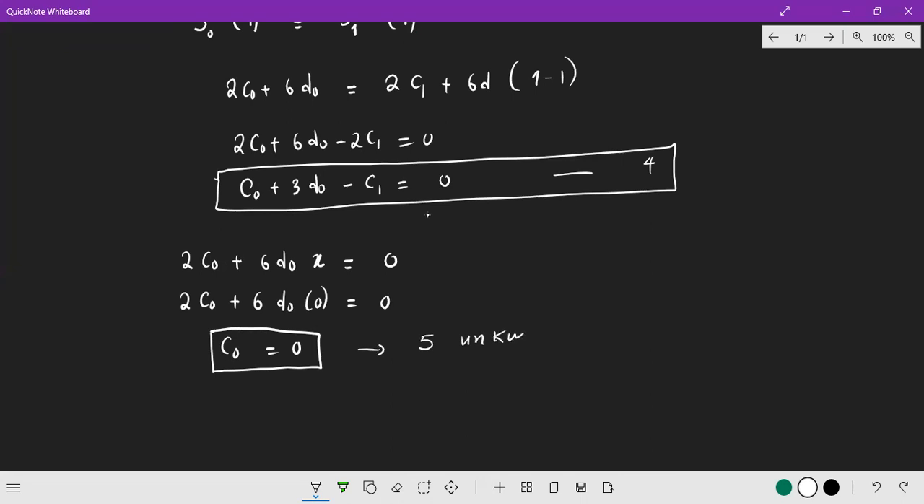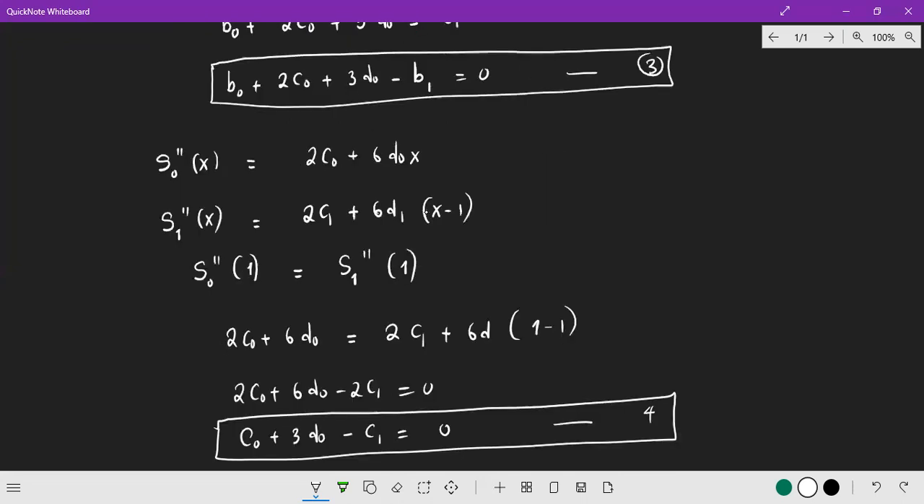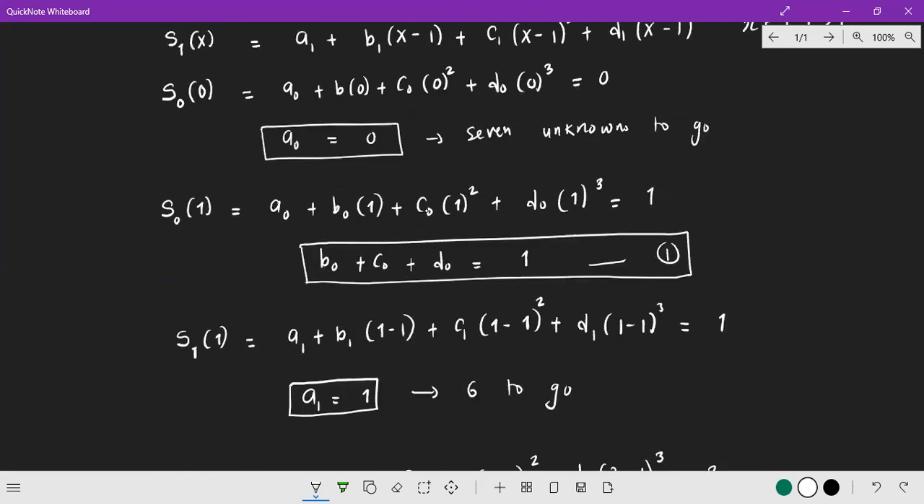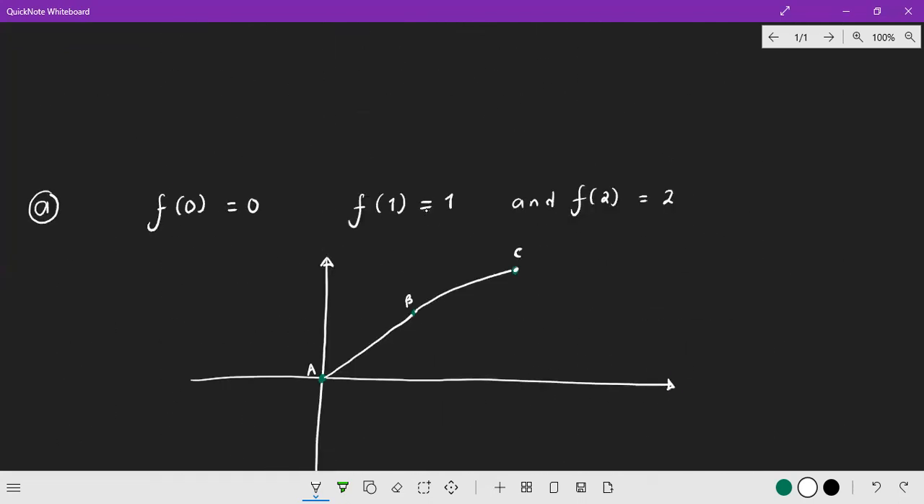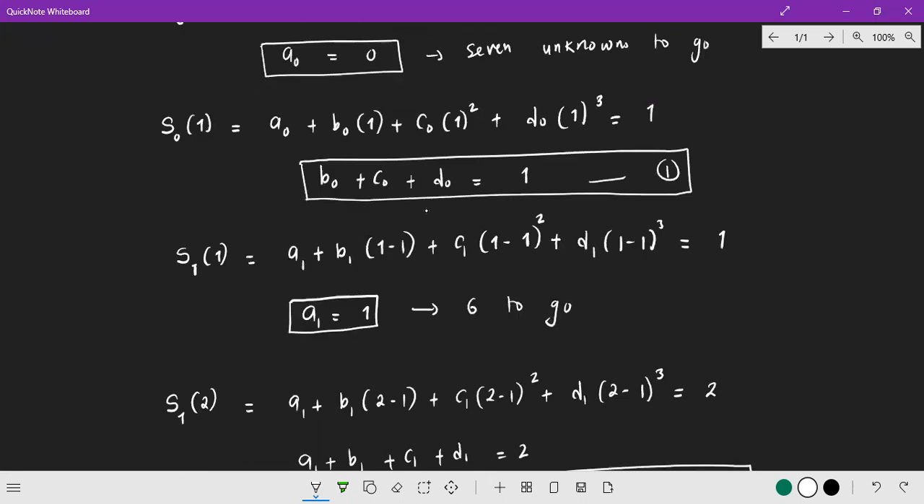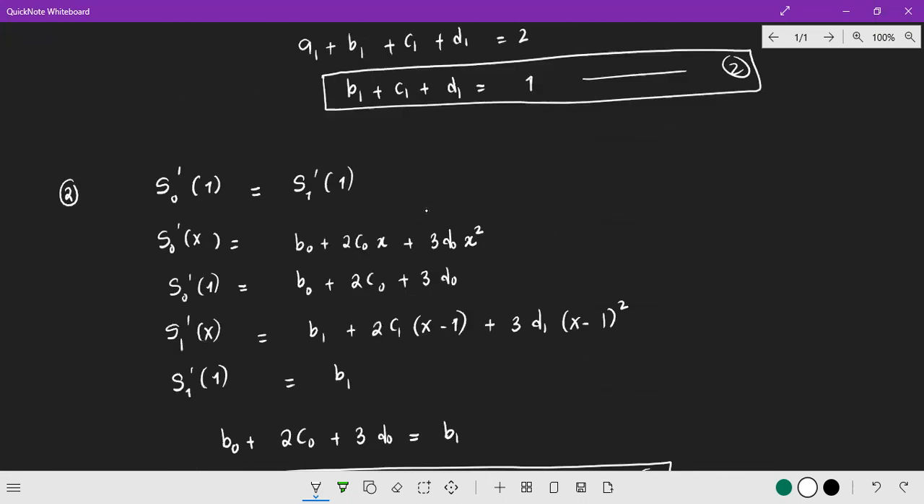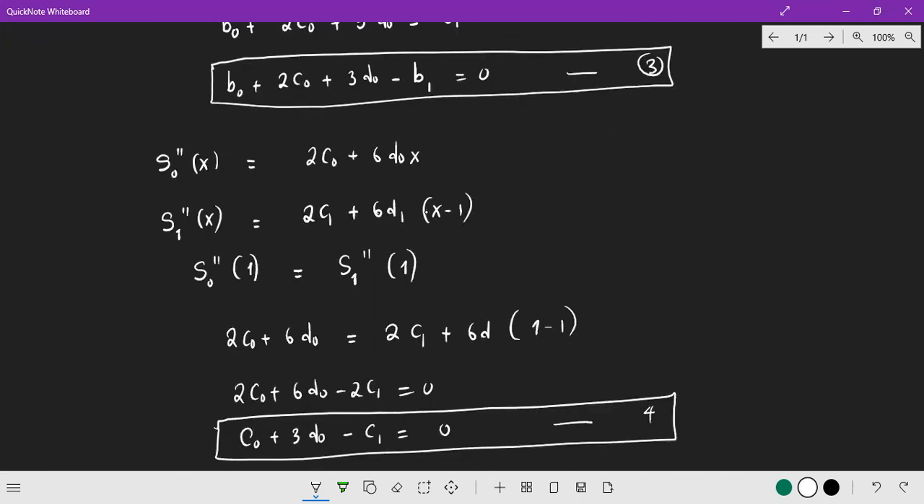Now, since we found 4 equations, it means that we need one more equation. So the other equation you're going to get is also the second derivative of the other function, the spline at the endpoint must also be equal to 0. And we already found the second derivative of the other one as well. The endpoint for this one is equal to 2, right? Remember that the endpoint is x equal to 2 for this.